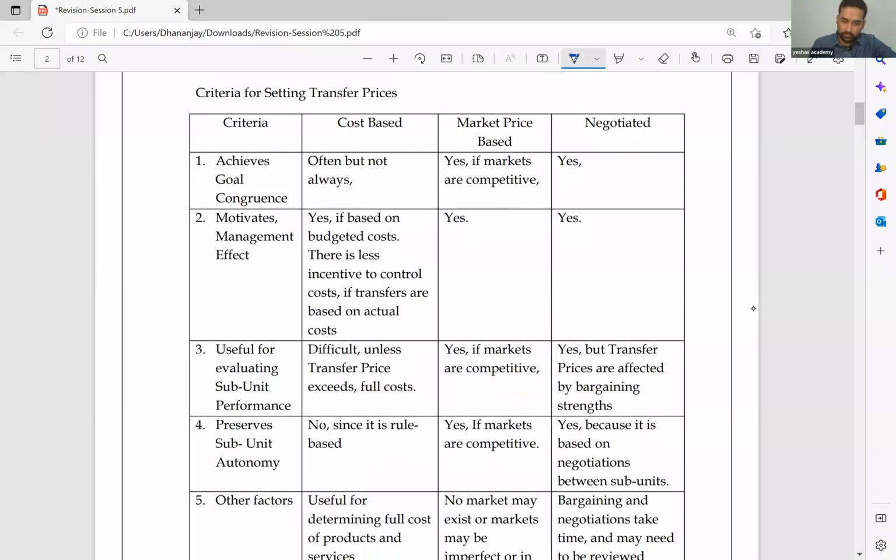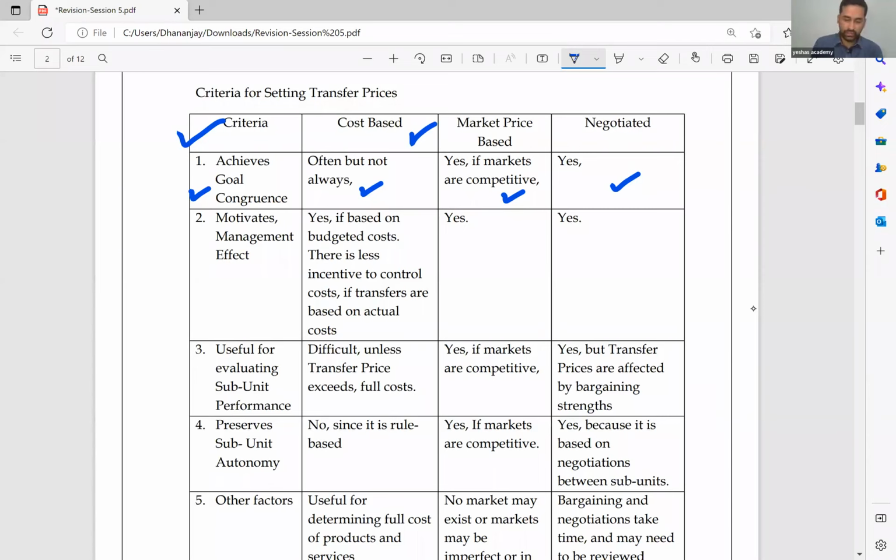Number 1, achieves goal congruence: cost base often but not always. Yes, if market prices are competitive. Yes, always. What is achieving goal congruence? Goal congruence is whether your individual department's goal is in sync with the overall management. If that is happening, then yes, we have achieved goal congruence. And most of the time the problem comes here itself. What department 1 wants may not be what the total company wants.